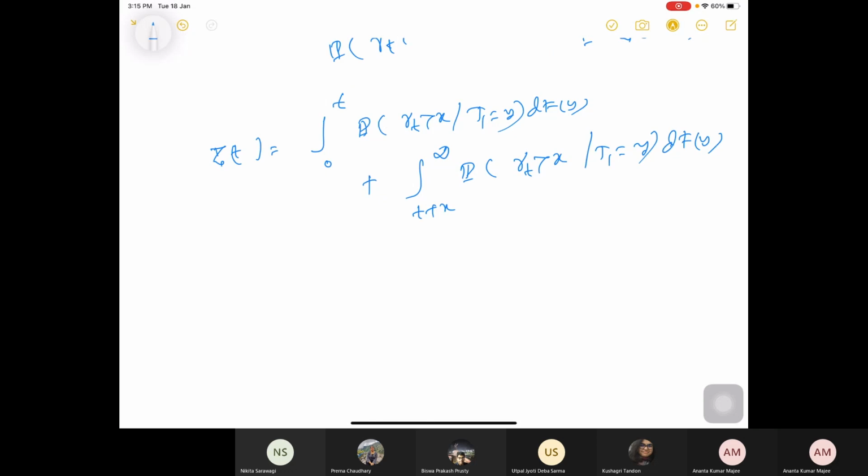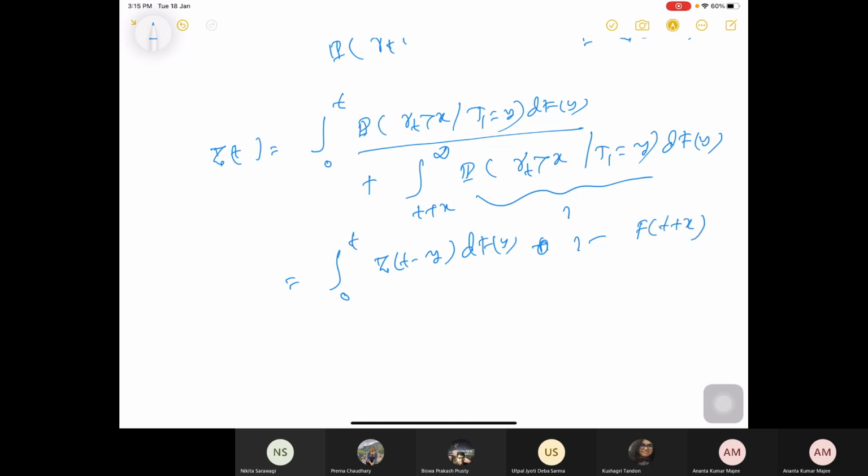Now you see, here it is exactly 1, and then this is 0 to t. This part I know, because here y lies between 0 and t, and hence I can think of the process starting at y, and hence the excess time should be in the remaining time, t minus y. So this is z of t minus y dFy, plus this is 1, so it is dFy, and we know that F is a distribution function, so at infinity it gives you 1, so this is nothing but 1 minus F of t plus x.